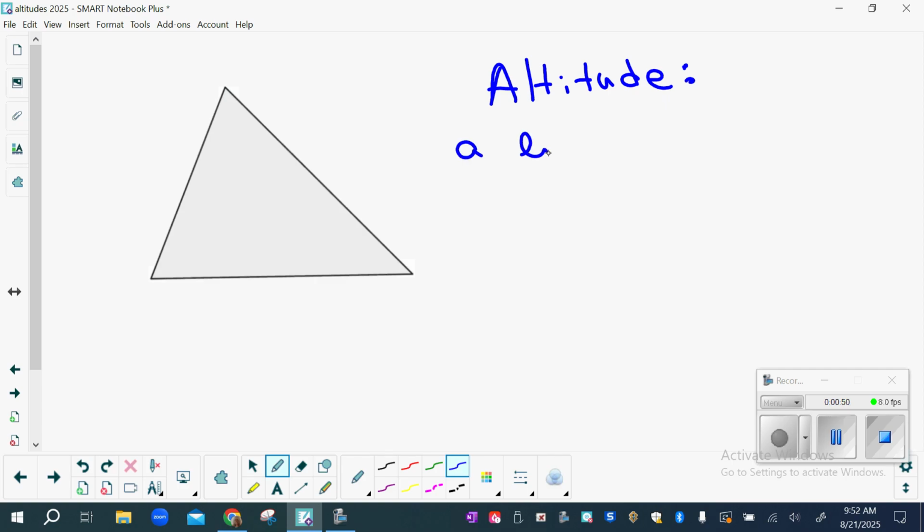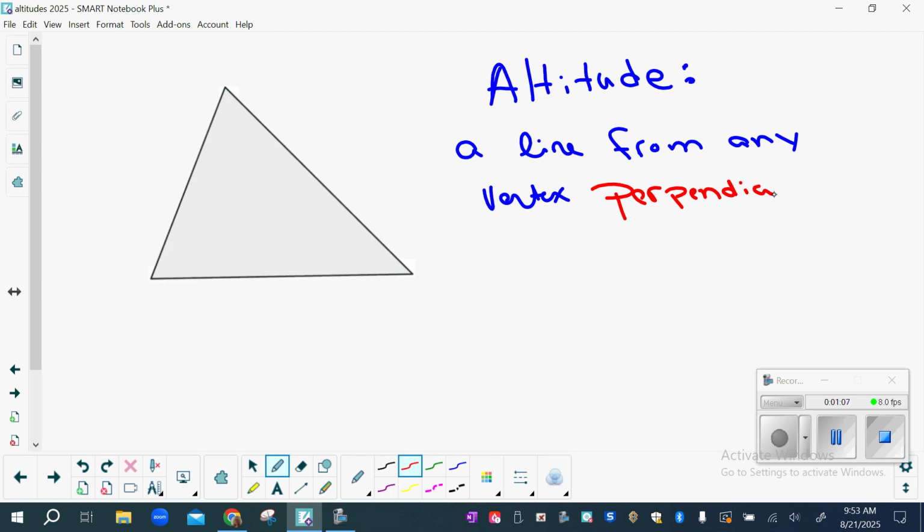A line from any vertex. Here is the big important word here. Opposite side.